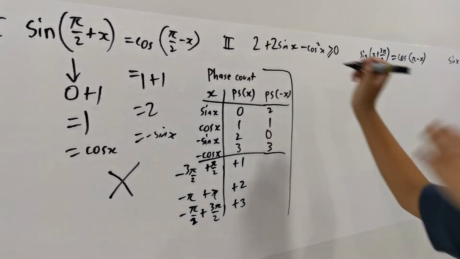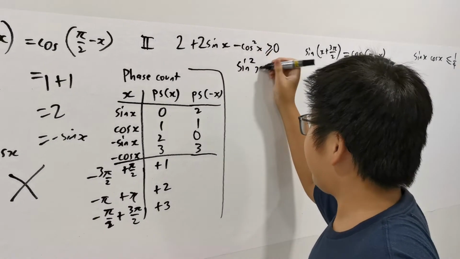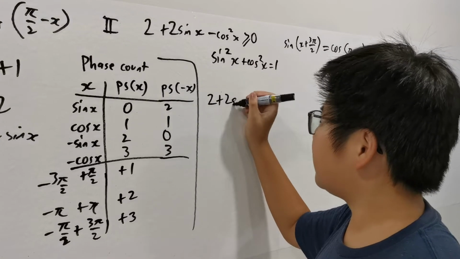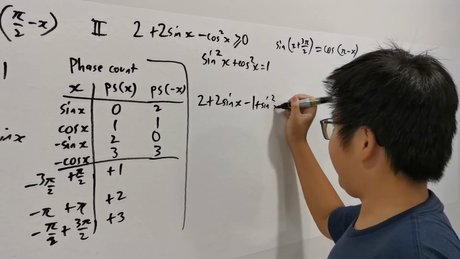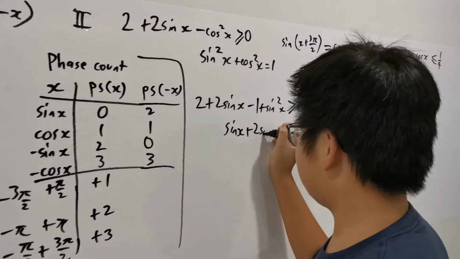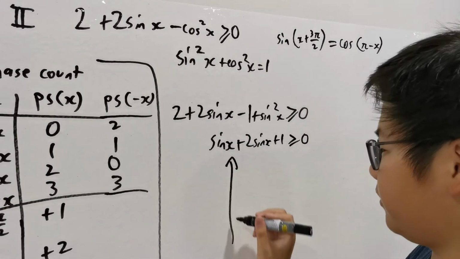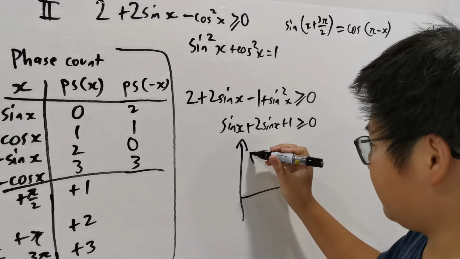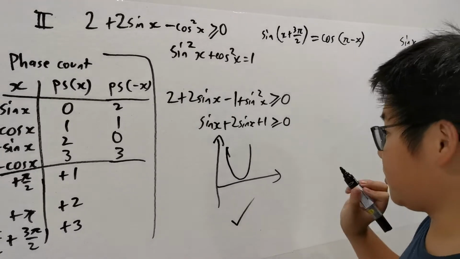Statement 2 asks for this. We can reduce it to a quadratic in sine x by using the identity sine square x plus cos square x equals 1. 2 plus 2 sine x minus 1 plus sine square x greater than or equal to 0. Sine square x plus 2 sine x plus 1 greater than or equal to 0. Now if we draw it, instead of using sine x, we make it x, we get something like this, which is always positive. So this statement's right.